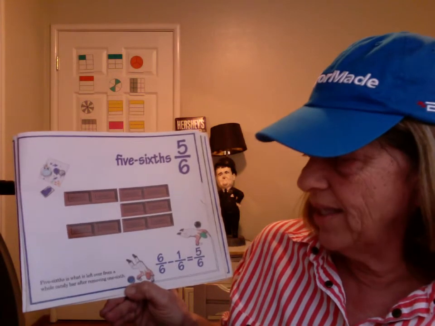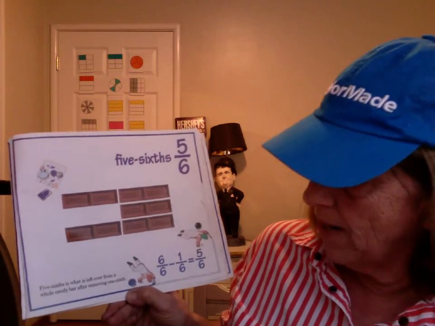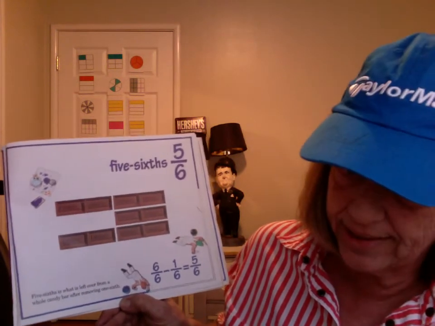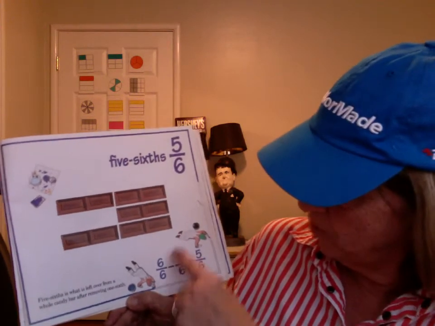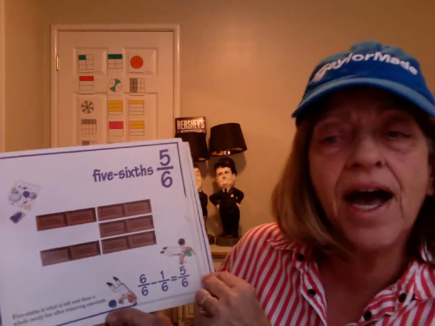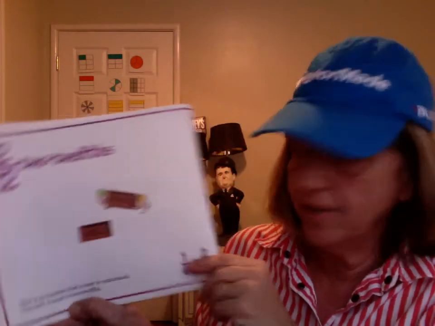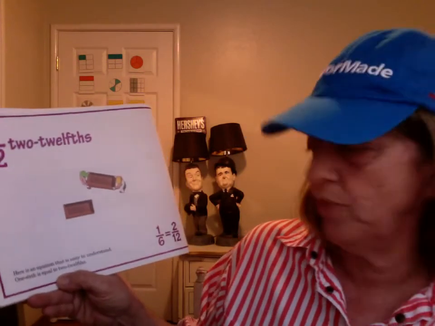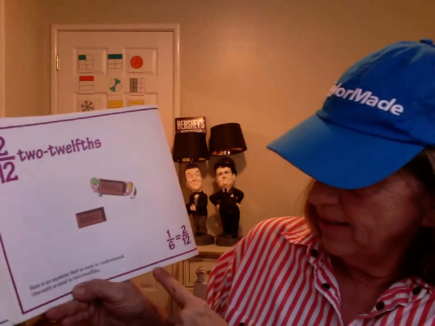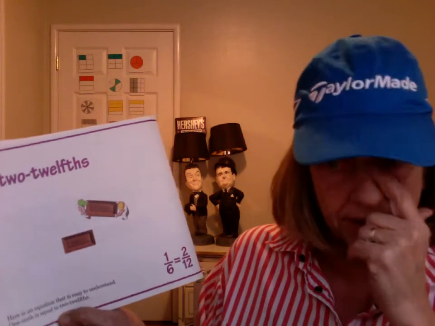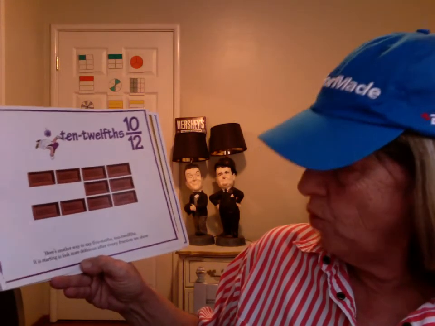5/6 is what is left over from a whole candy bar after removing 1/6. 6/6 minus 1/6 equals 5/6. Here is an equation that is easy to understand. 1/6 is equal to 2/12. Here's another way to say 5/6, 10/12.